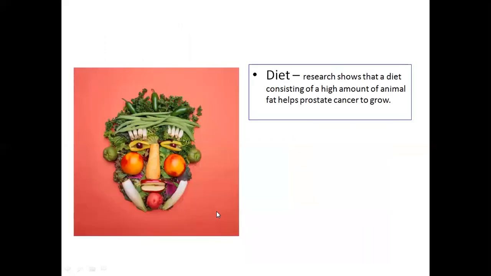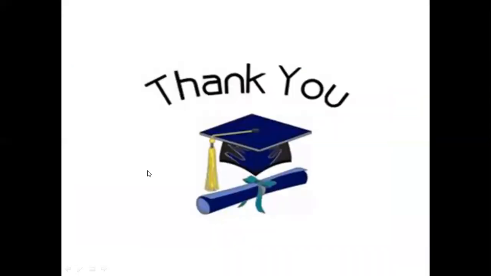So how to avoid cancers? It's better always to have a vegetarian diet. Research shows that a diet consisting of a high amount of animal fat helps prostate cancer to grow. So to counteract this, we should eat more greens. Hope you understood.